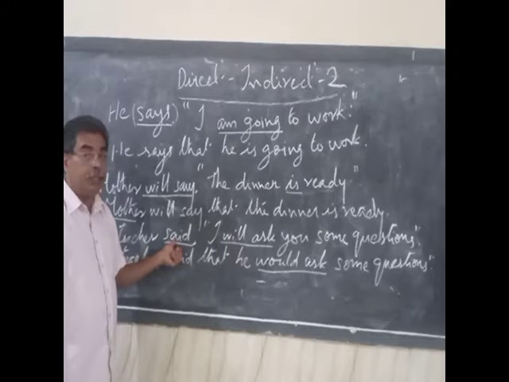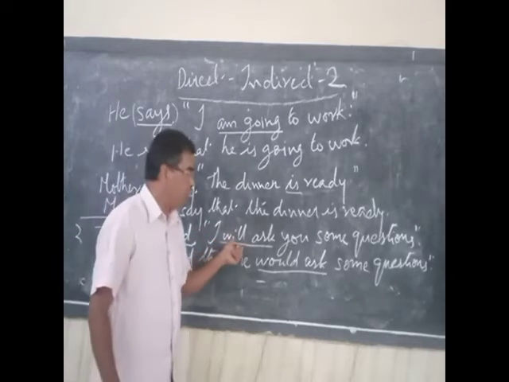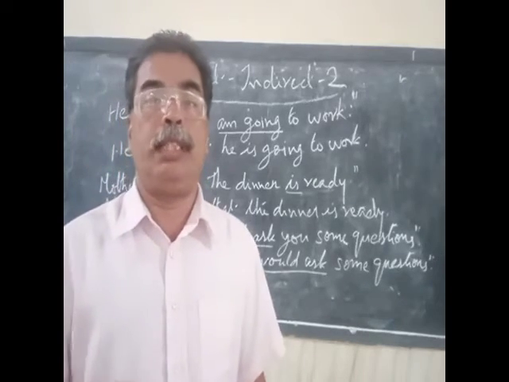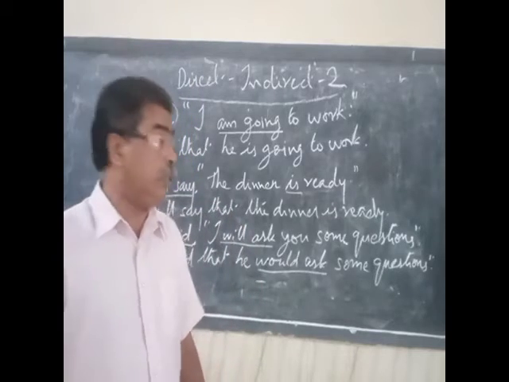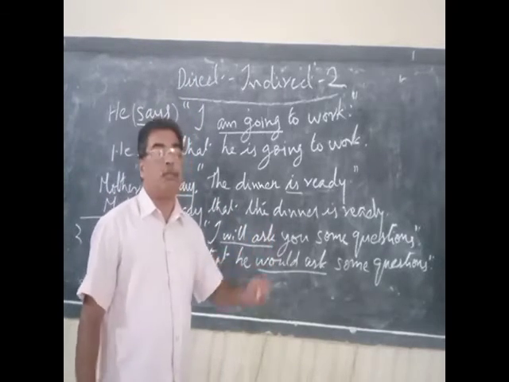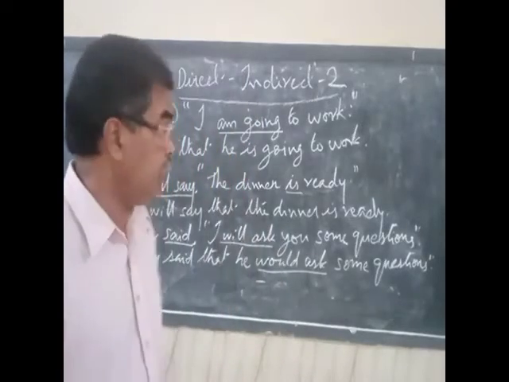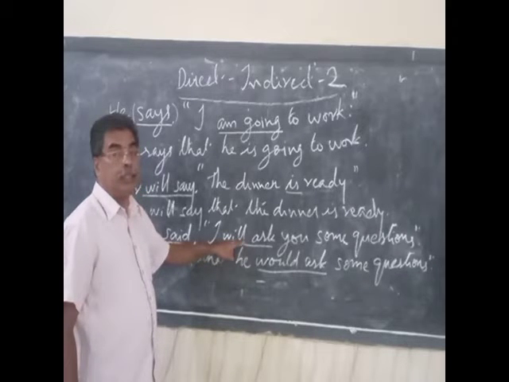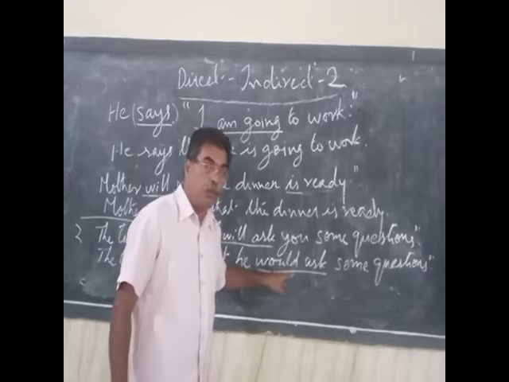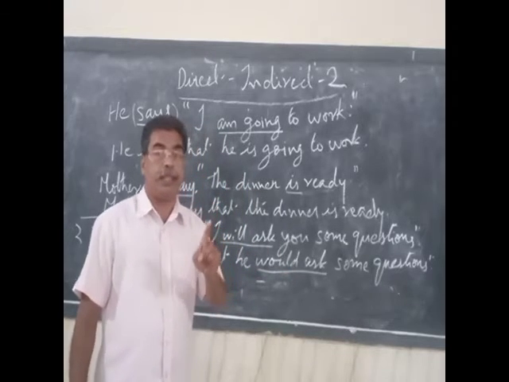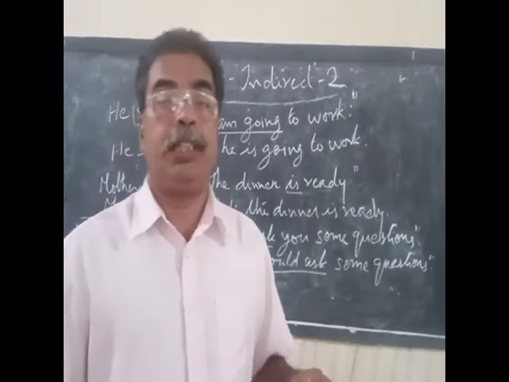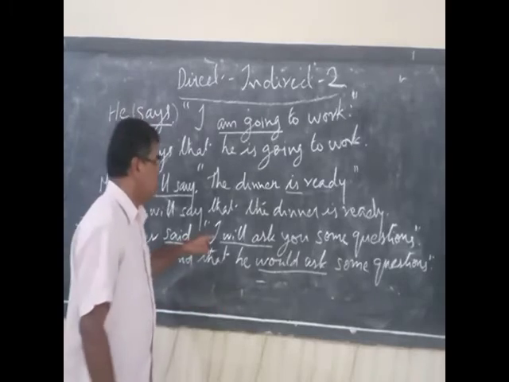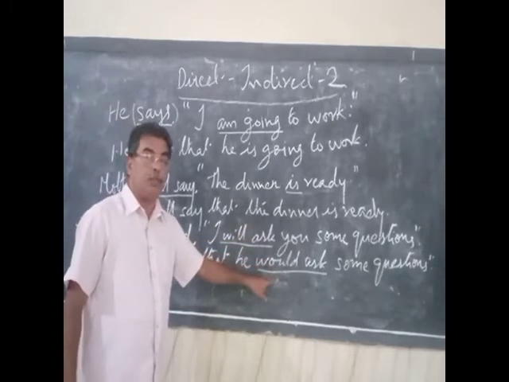If the introductory verb is in past tense, the verb of the sentence in the inverted commas, or in direct speech, the sentence to be converted into indirect speech, will change into its corresponding past tense. That is, if the given verb in the sentence is simple present, it will change into simple past. Corresponding past. What is corresponding? That which is related to, that is in the same level, that is equal in position; various meanings you can take. So, if it is simple present, it will change into simple past.